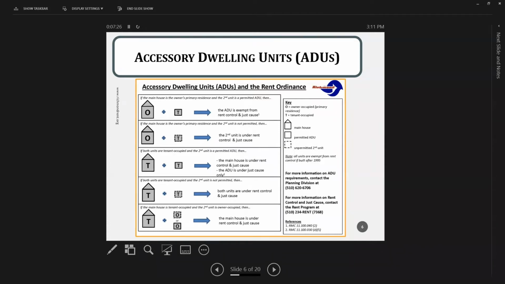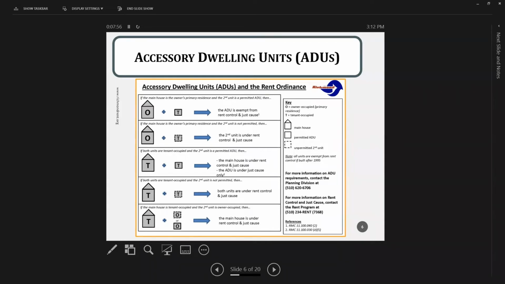If the ADU is permitted and the main house is the owner's primary residence, the ADU would be fully exempt from the ordinance, meaning not subject to rent control and just cause. It is the first example provided. If the ADU is not permitted, it would be treated as a second dwelling unit and subject to both rent control and just cause. Please see example 2 and 4.